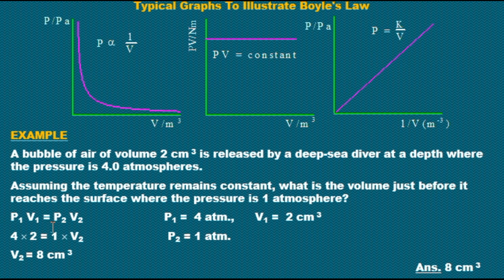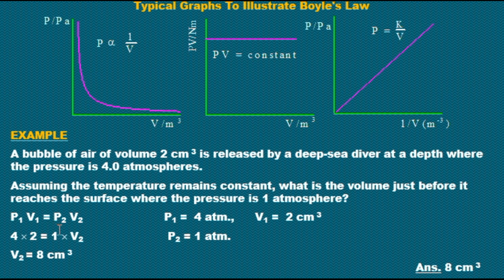As an example involving Boyle's law, consider the question. A bubble of air of volume 2 cubic centimeters is released by a deep sea diver at a depth where the pressure is 4 atmospheres. Assuming the temperature remains constant, what is the volume of the gas just before it reaches the surface where the pressure is 1 atmosphere?